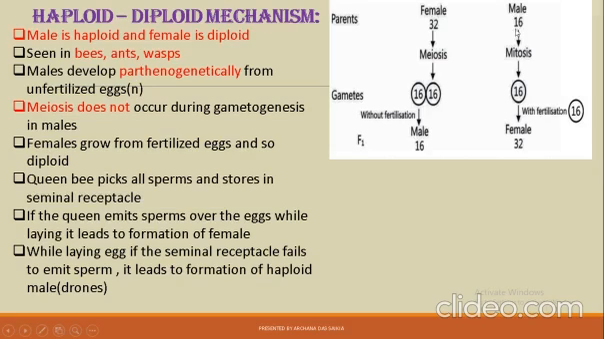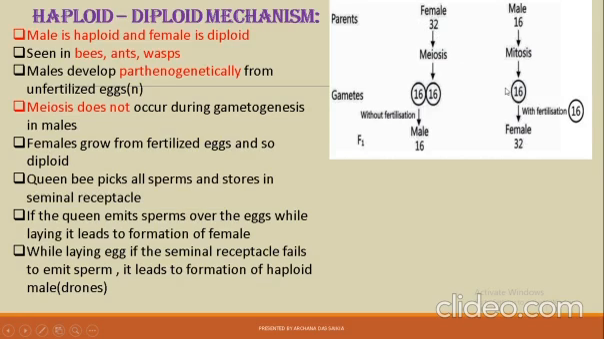So in them there is no question of meiosis. Just mitosis takes place in the body, and the developed cells, which we call gametes, have the same chromosome number as present in their somatic or body cells. Then these sperms that are produced will be released into the body of the female, the queen bee. Here the queen bee picks up all the sperms.